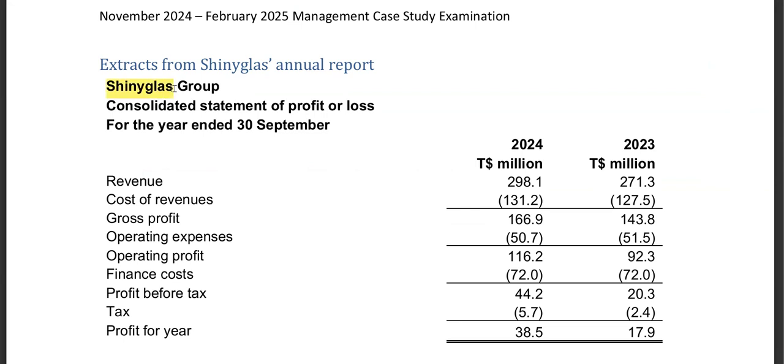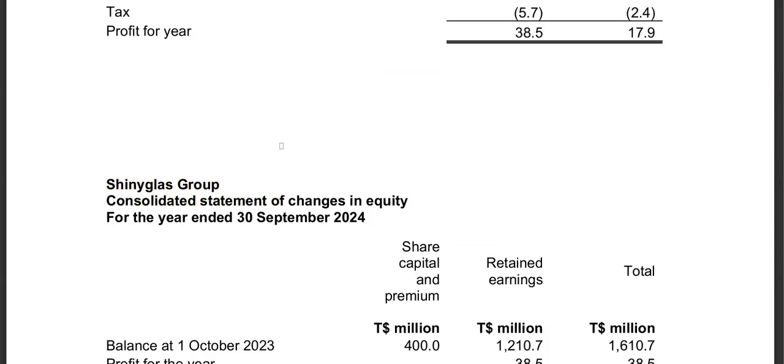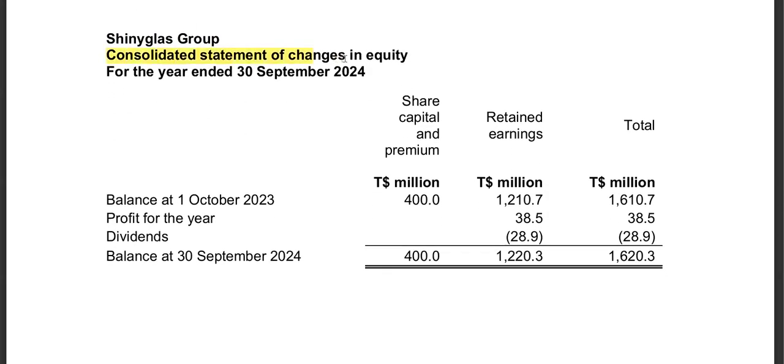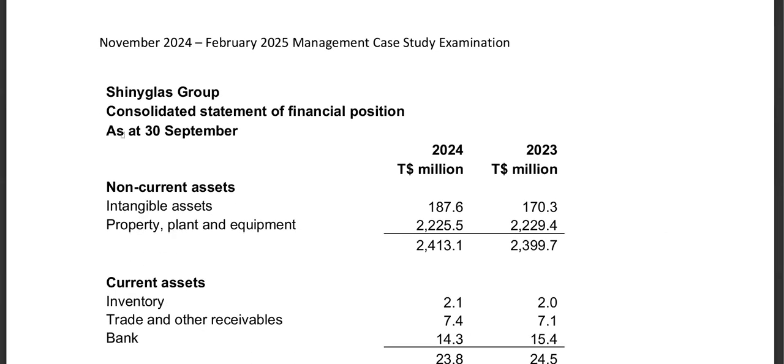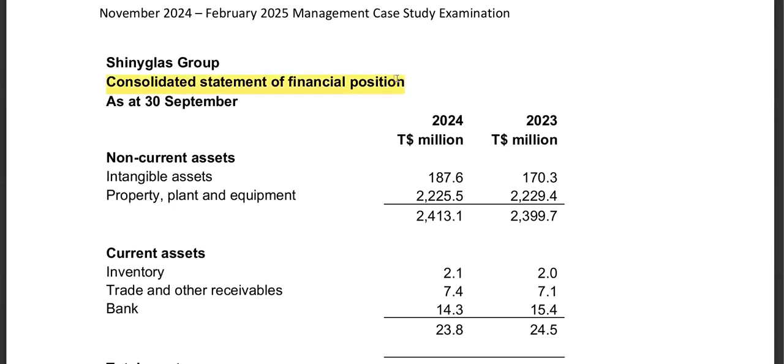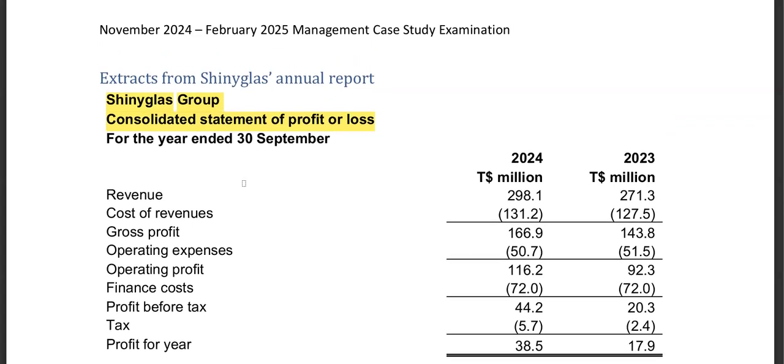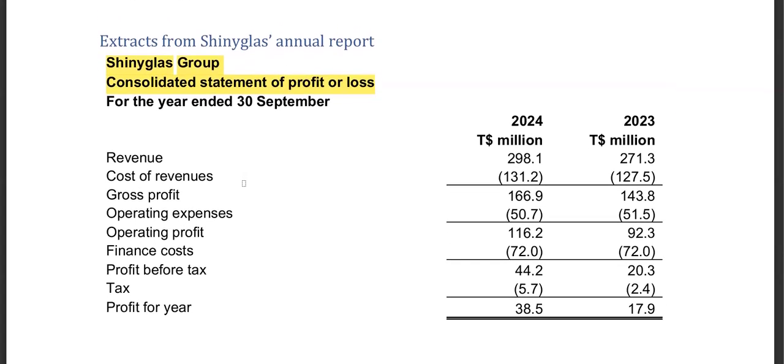So Shinyglas is a group of companies, and this is the group accounts: the consolidated statement of profit or loss, followed by the consolidated statement of changes in equity, as well as the consolidated statement of financial position. Remember, this financial statement provided to us is a combination of at least two individual entities, a parent and a subsidiary, combined into consolidated financial statements.